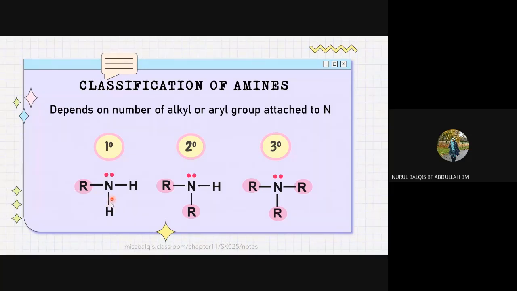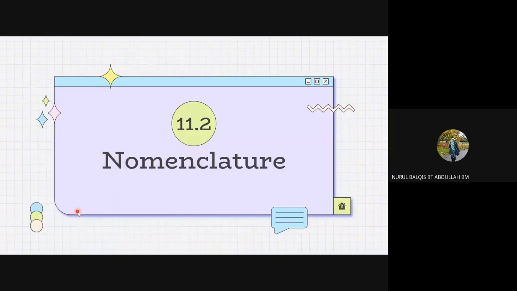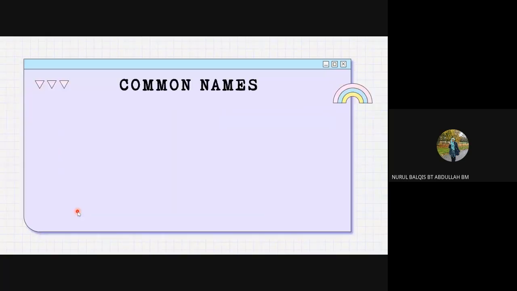So nak senang nampak, yes, buka sikit dekat nitrogen tu, tunjuk sikit bonding dia supaya kita nampak berapa banyak alkyl group attached to it. Okay, next one, 11.2 nomenclature. We have a few cases.